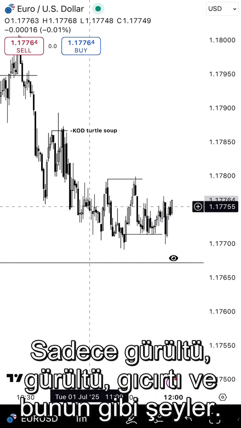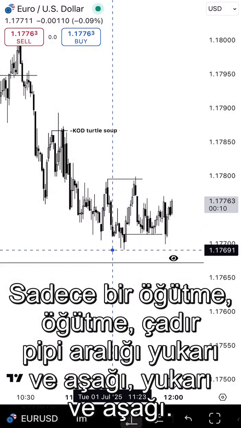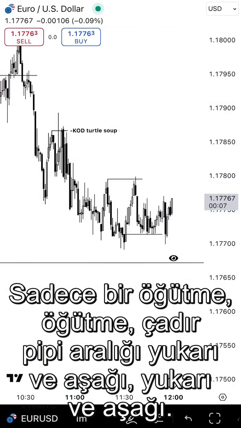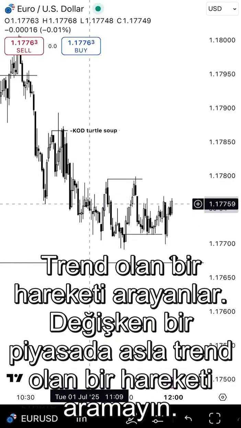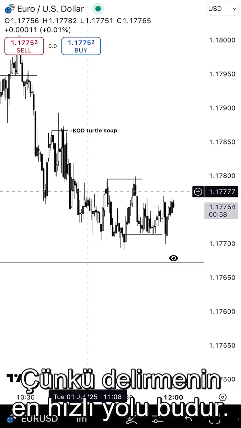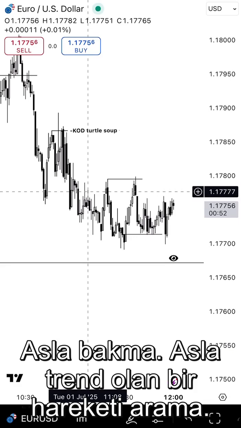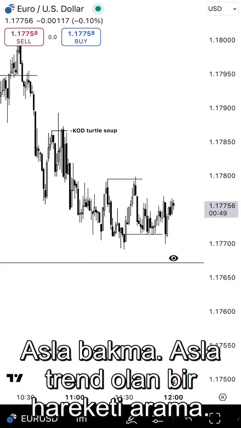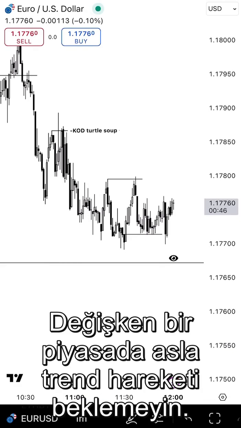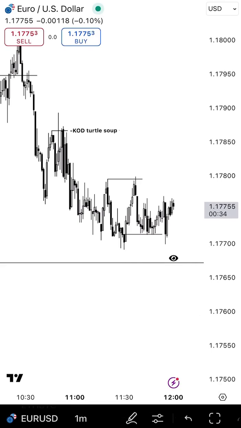Just noise and grinding. A grinding 10 pip range up and down, and people looking for a trending move. Never look for a trending move in a ranging market, because that's the fastest way to go insane. Never anticipate a trending move in a ranging market. And vice versa. When the market is trending, don't try and force it to range. You can't.